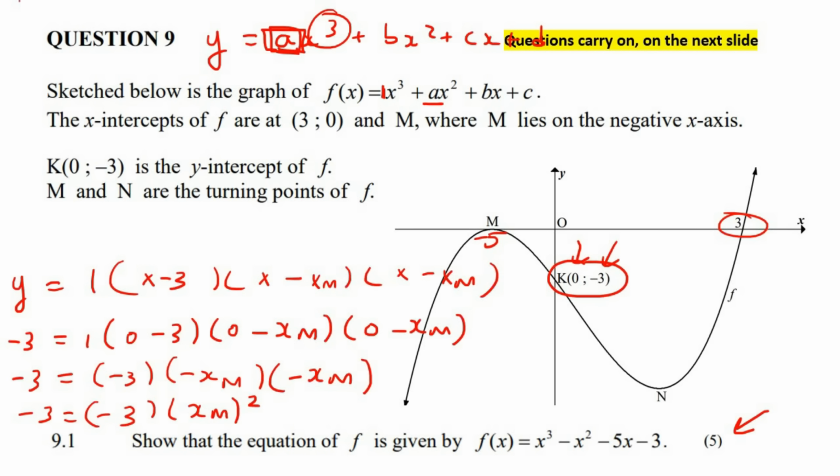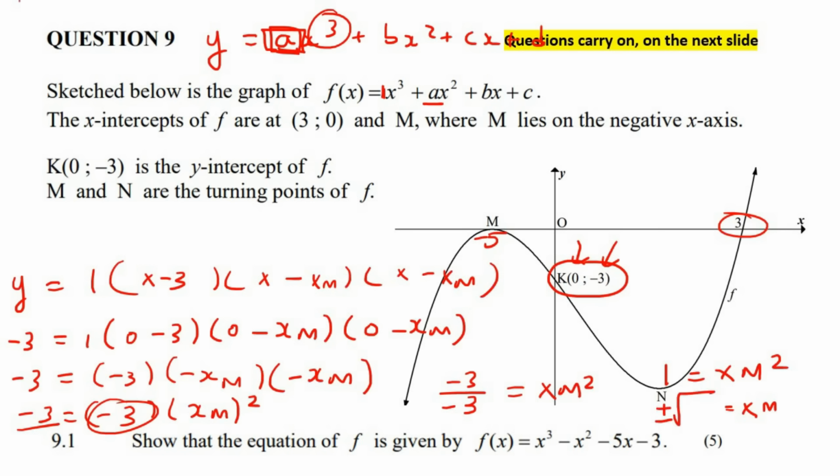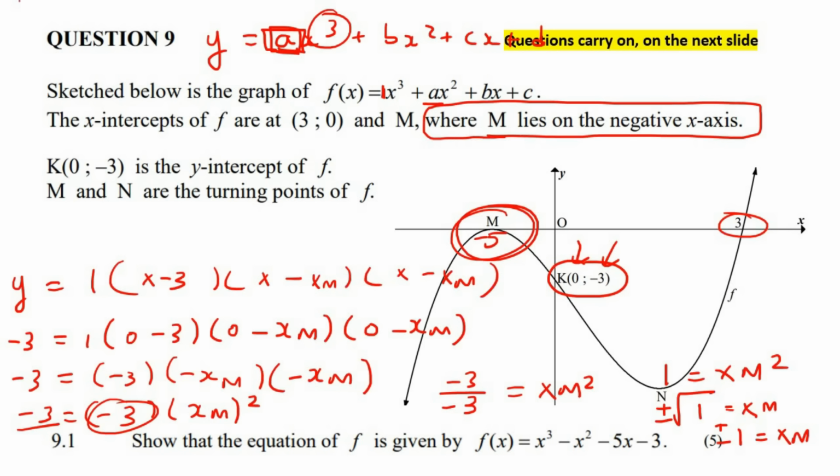I'm then going to divide this -3 onto the left side here. So you're going to end up with -3 over -3 equals xm squared. And so xm squared is going to be equal to 1. And then if you had to work out xm, you would say plus and minus the square root of 1. And so the x value of m is either plus or minus 1. But from the diagram, we know that m is negative. They make that clear to us, because some learners might ask how we know that. M lies on the negative x-axis. So the x value of m has to be -1.